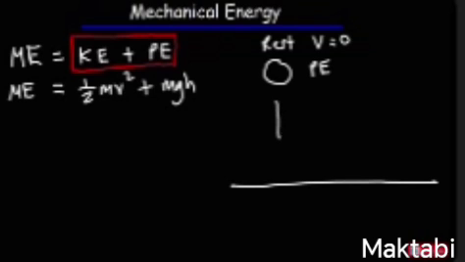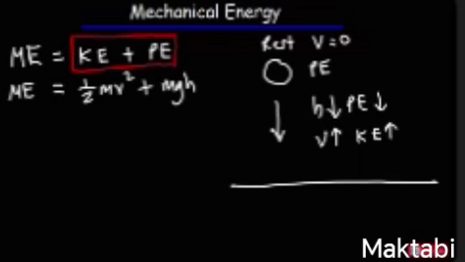Now, when it falls, the height of the ball is going to decrease. And as the height decreases, the gravitational potential energy will decrease. But as it falls, it's gaining speed, and so its kinetic energy is going to increase. Now, as the potential energy goes down, the kinetic energy goes up. So what's happening here is that potential energy is being converted to kinetic energy, such that the mechanical energy remains constant.